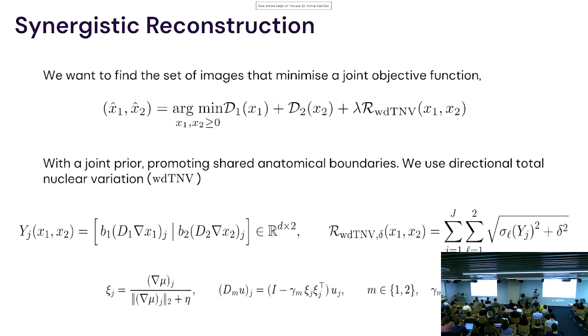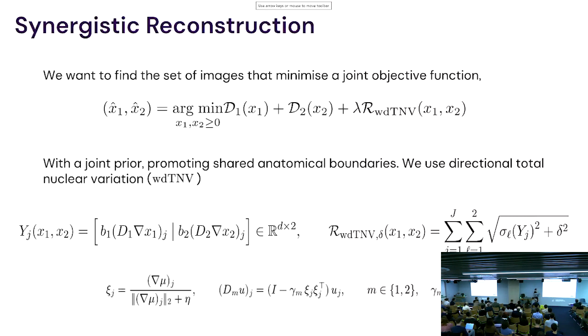So we construct at every voxel a matrix of stacked directional gradients. We weight these to account for differences in scale between PET and SPECT. And then we apply what's called a nuclear norm, which sums up the singular values. And then if you reduce the amount of singular values, you're basically reducing the rank of this matrix and promoting similarity between the directional gradients between these two different modalities. And we smooth this as well in order to give us a differentiable prior, which we can use with gradient-based reconstructions.